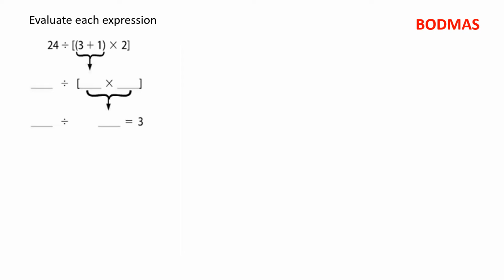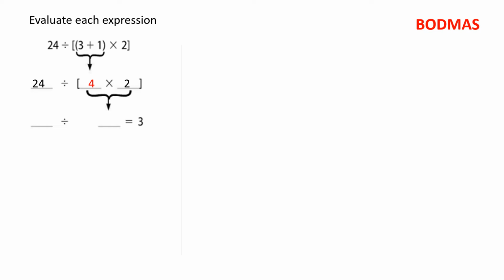So firstly, what about 24? Keep it down as it is. What about times 2? Also keep it down as it is. So keep 24 down as it is. Also put times 2 down as it is. Then do what is inside the parentheses, which is 3 plus 1, which will be 4. After that, what will I do?